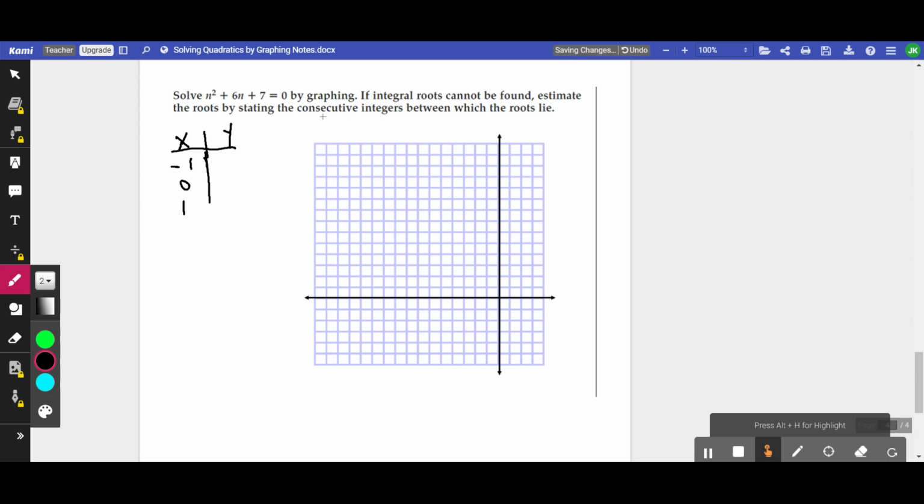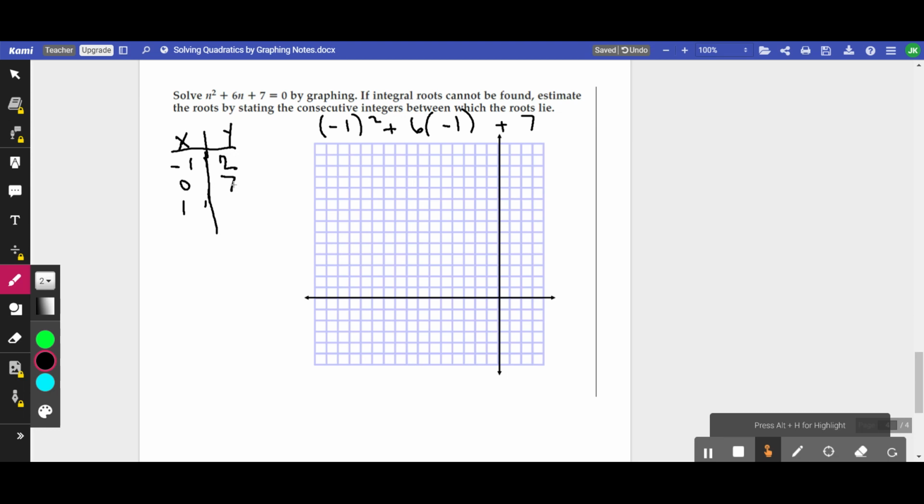So for the negative ones, just make sure you put in parentheses. So if you square the negative 1, then you'll get positive 1. And then 6 times negative 1 would be negative 6. So 1 plus negative 6 would be negative 5. And then negative 5 plus 7 would be 2 then. So that'd be 2. And then you sub your 0 in. So 0 squared would still be 0. 6 times 0 would still be 0. So 0 plus 7. So that'd be 7 then.